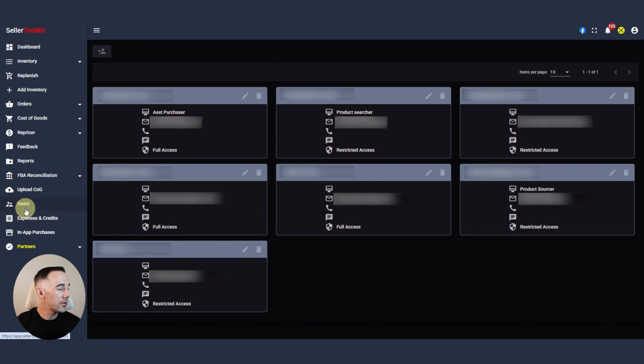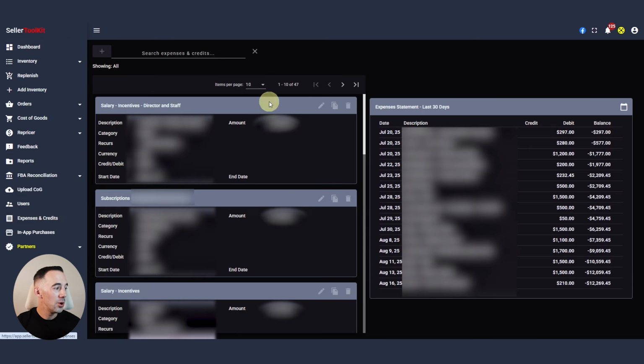Now, on top of that, you've got expenses and credits, which is where we talked about it before at the very front, where we talked about how you have costs coming out of the business, which aren't maybe cost of goods, maybe they're other costs. It could be director's pay, for example, then you can put that into here and it's going to take that out of your gross profit figure to give you a net profit figure, which is so helpful.